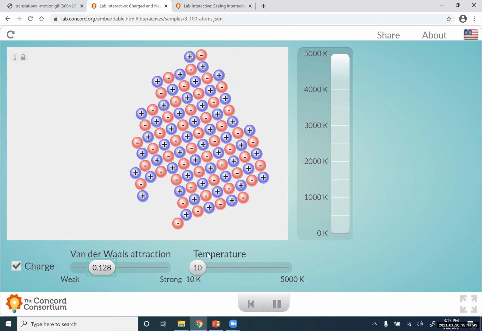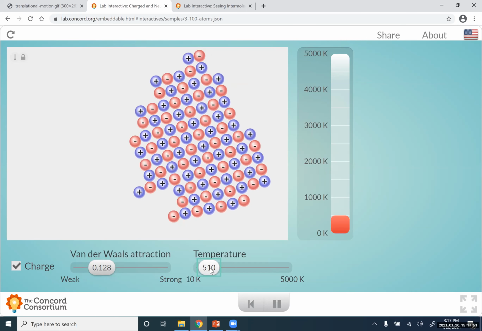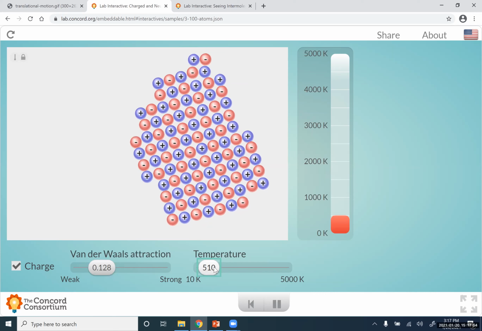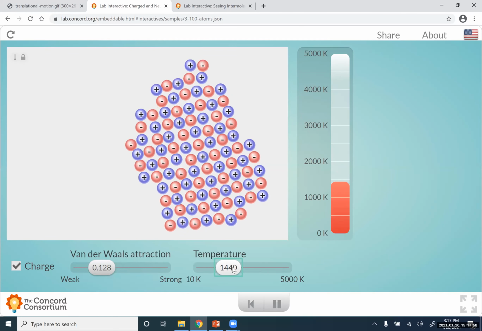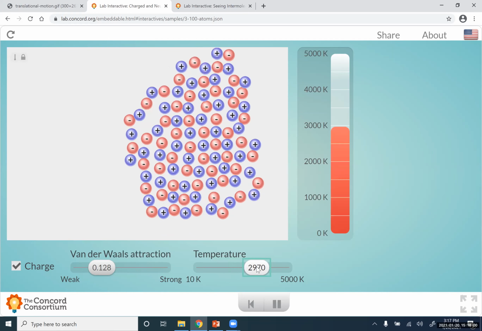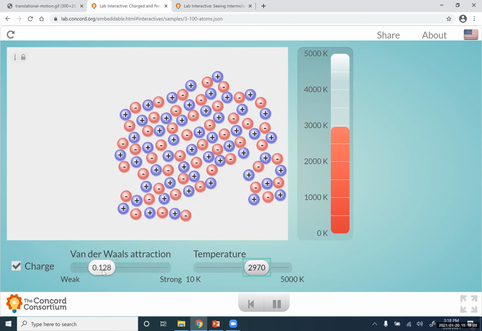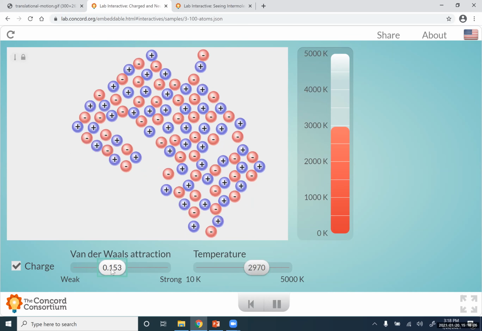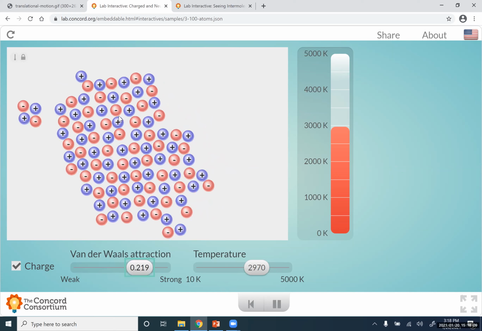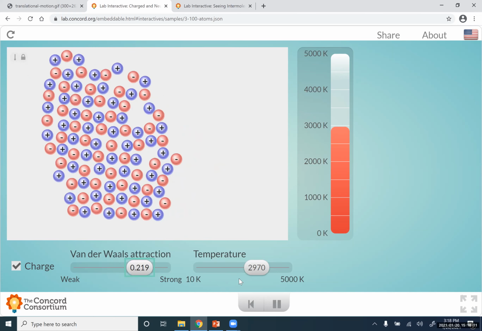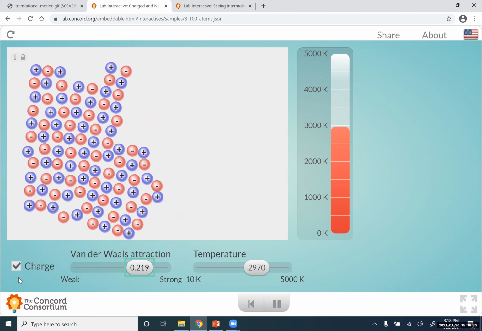So, for example, you can see if temperature is 10 Kelvin, the molecule is oscillating or vibrating very slowly. If you change the temperature, its vibrational motion increases. Okay, you can look at that. It also depends on what kind of charges we have, weak or strong. So this gives you the idea of how the temperature and the charges will affect its motion.